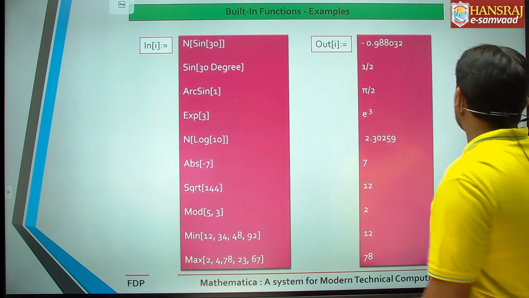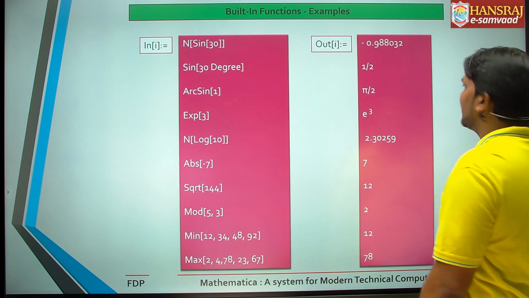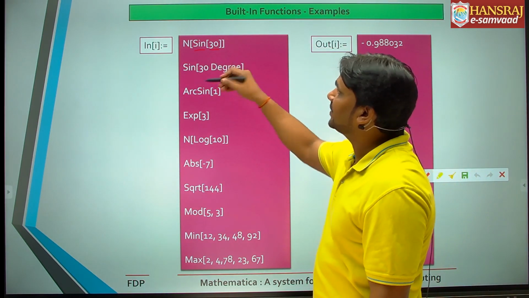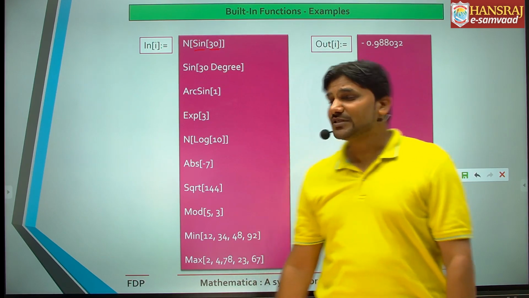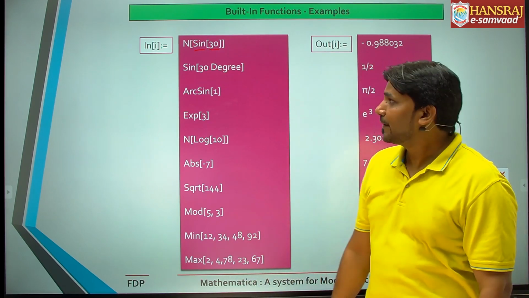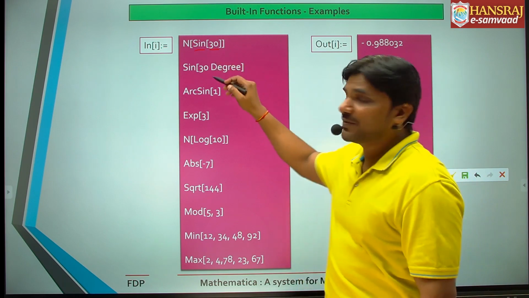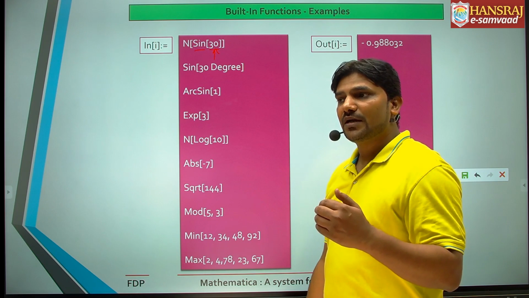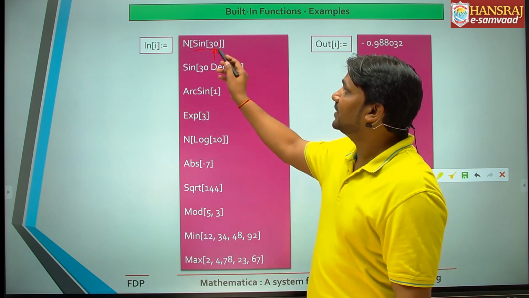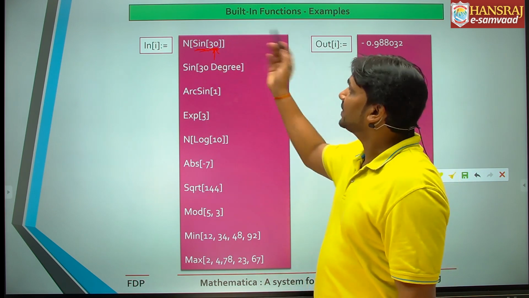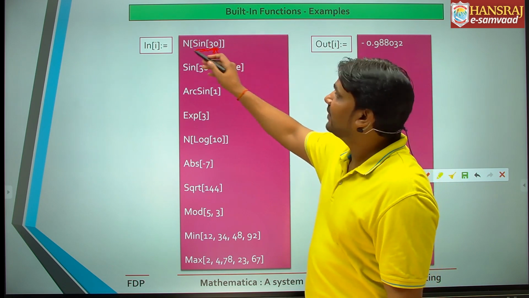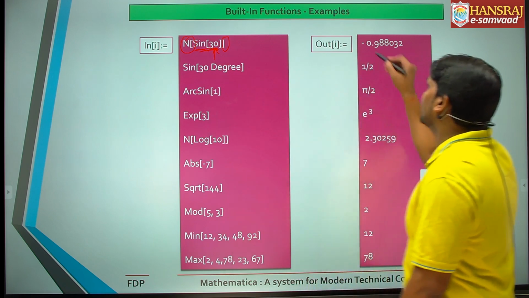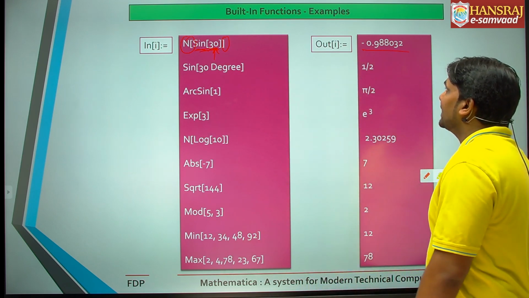So here are examples for all these functions and we can understand them easily. If you want to write Sin 30, that means Sin 30 is in radians, not in degrees. So remember that whenever you write Sin 30 in Mathematica, 30 will be taken as input like a radian value. So the Sin 30 output will be there, but for finding the numerical value the N function is used outside the Sin 30, then you will get minus 0.988032.